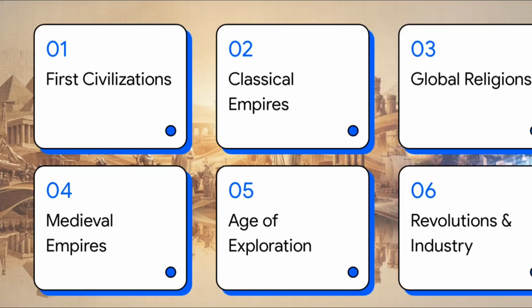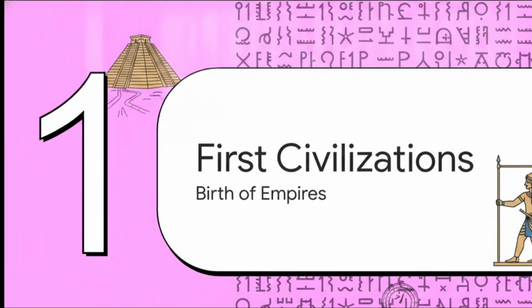Here is our 6-part chronological roadmap. We'll kick things off with the first civilizations, move into classical empires, witness the dawn of global religions, map out trade and medieval empires, set sail in the age of exploration, and finally land in the era of revolutions and industry. So starting us off, Section 1, the birth of the first civilizations.